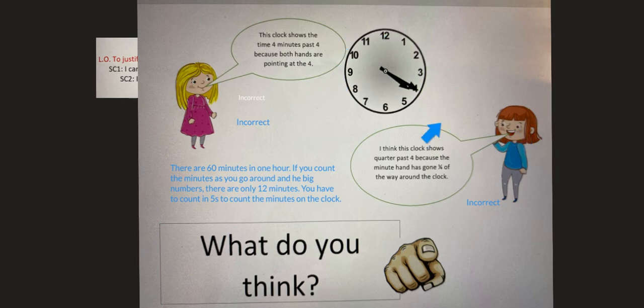Okay, let's have a think about this child. Have a go at trying to give some information about what you know about the time and the clock to show why she's incorrect, and then see if you can prove it. See if you can give some evidence to prove it. Have a go, pause the video now, and then I'll show you what I think. Okay, have you done it?